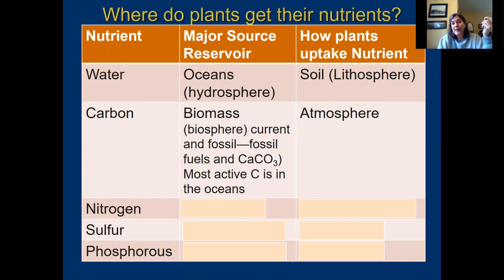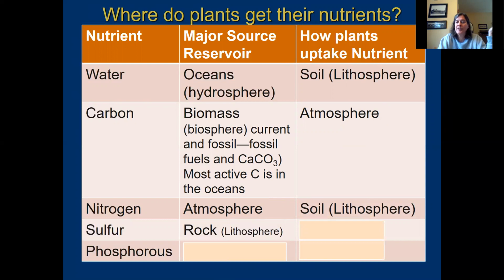How do we uptake it? From the atmosphere, so through photosynthesis. Nitrogen, major reservoir, 78% of our atmosphere is nitrogen gas, but how do we take it up? Through the soil. Sulfur, major source is rock. It's a very common element on planet Earth, and a lot of our rocks contain sulfur. So how do plants take it up? The soil. And then phosphorus, once again, we find it in rocks. So how do plants take it up?